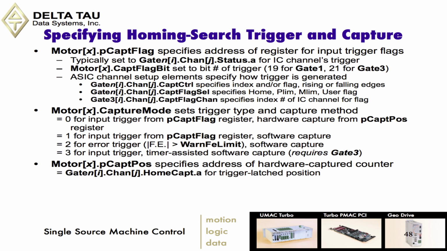Then motor sub X PCAP pause specifies the address of the actual hardware captured counter. Normally we're going to look at the home capture A register, which is part of the gate. Each gate has its own special hardware register for captured position values.